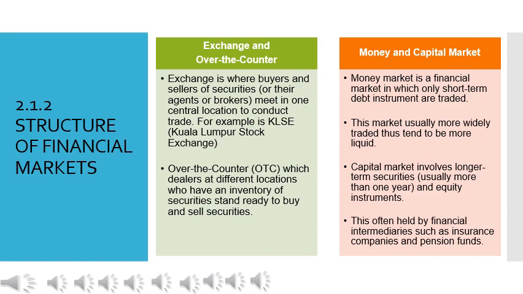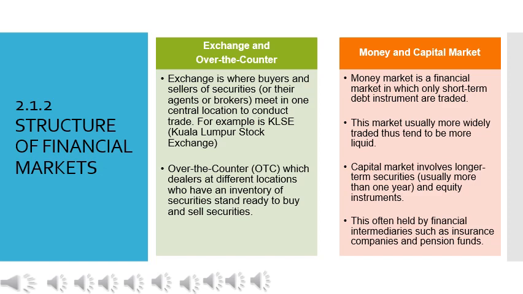Because OTC dealers are in computer contact and know the price set by one another, the market is very competitive and not very different from a market with an organized exchange. The last one is money and capital market. Money market is a financial market in which only short-term debt instruments are traded. This market is usually more widely traded and more liquid. In addition, short-term securities have smaller fluctuation in price than long-term securities.